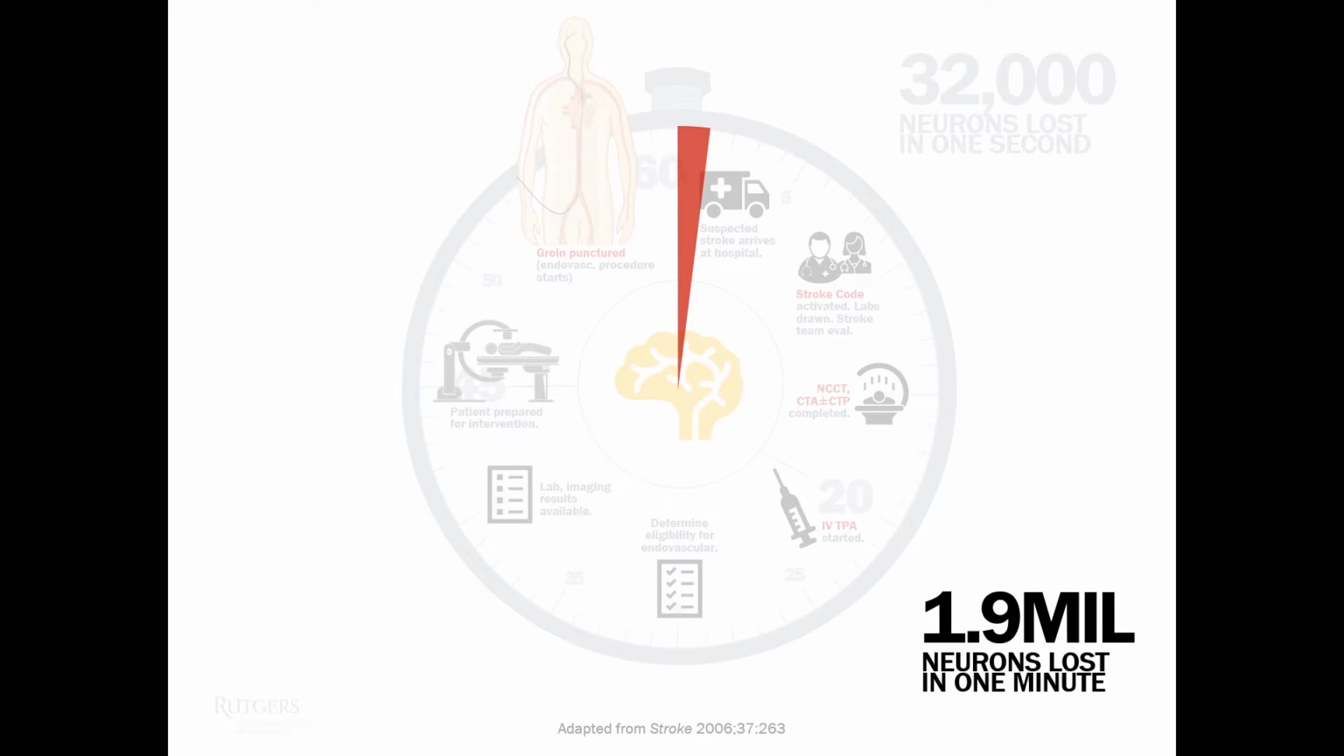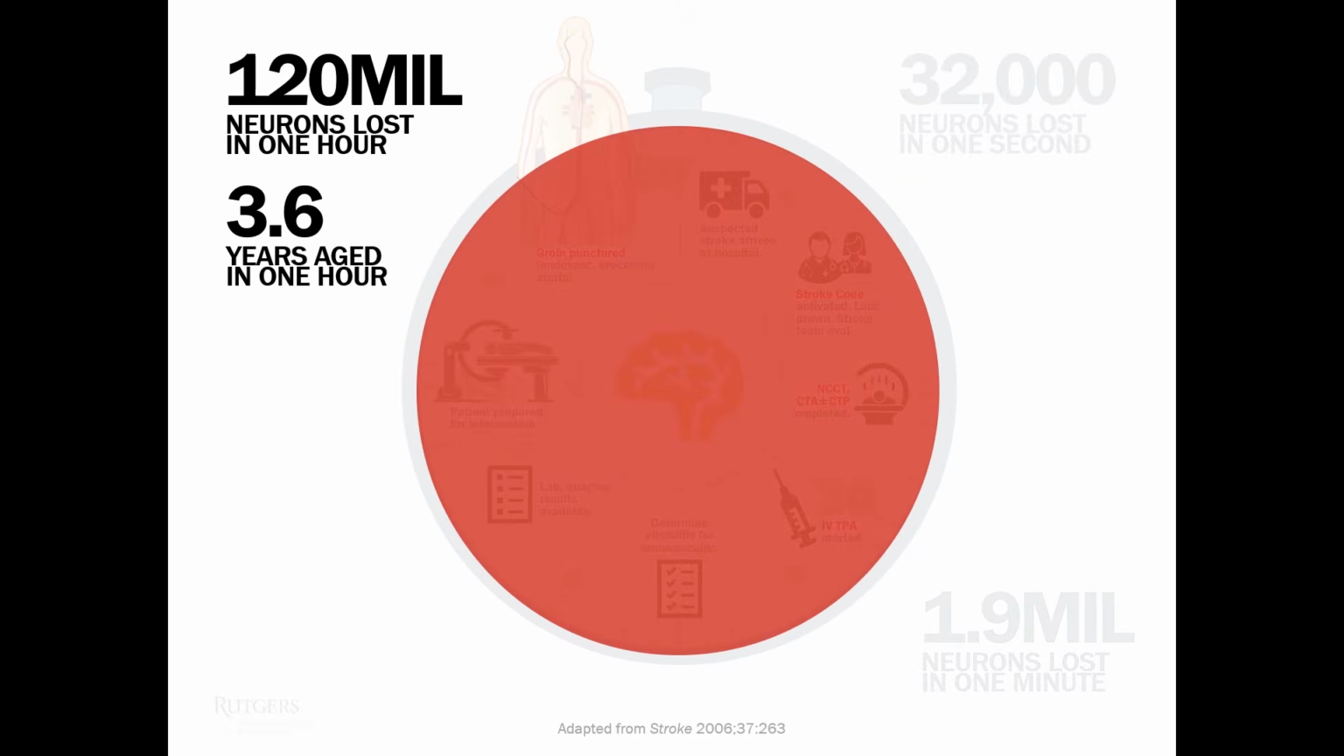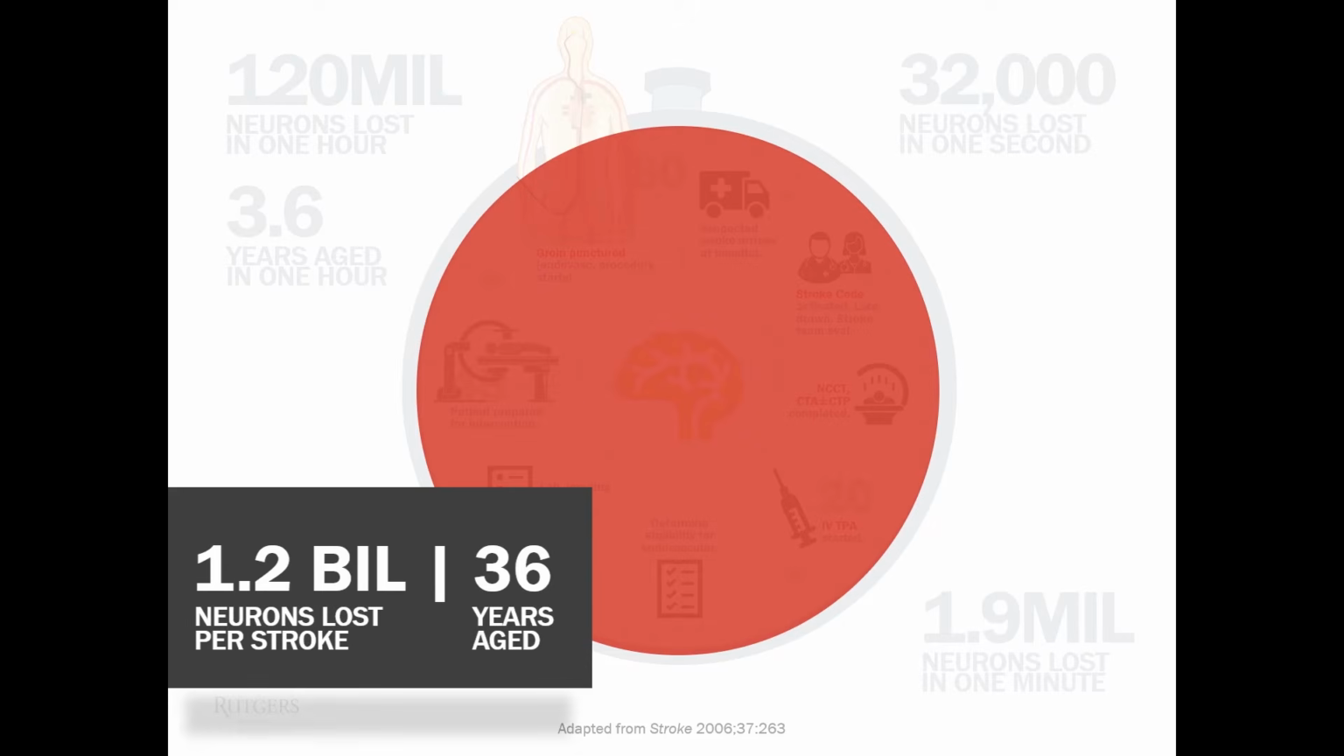If you wait an hour before beginning treatment, that patient will have lost 120 million neurons, which is equivalent to the same number of neurons a patient would lose with nearly 4 years of aging. And in an average stroke, a patient may lose over 1 billion neurons, so pretty much every second counts.